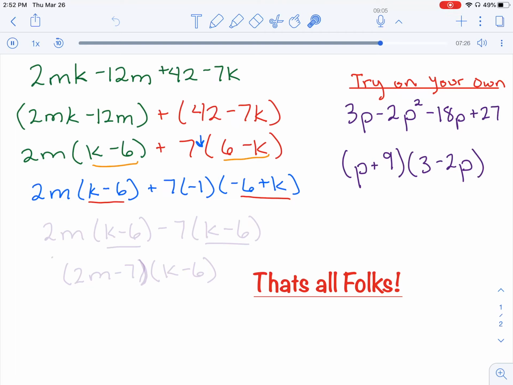So what I end up with is 2m times k minus 6 in the front, minus 7 times k minus 6. And so now we're back to what we had originally. We have the exact same thing inside of the parentheses, so we can consider them a common factor. And so my end result ends up being 2m minus 7 times k minus 6. There we go. All right. So this is our end result.